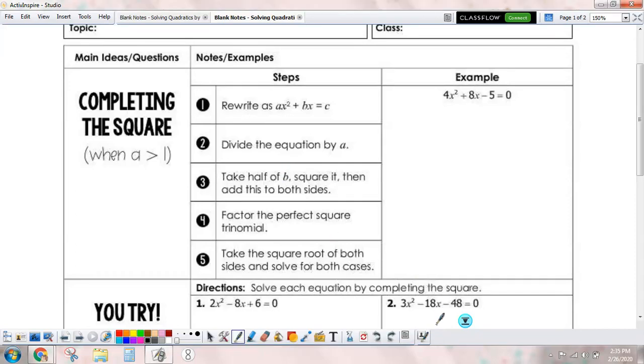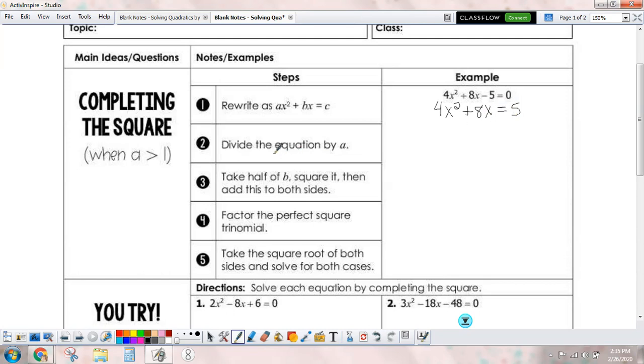So with completing the square when a is greater than 1, there's one extra step that we need to remember. So step 1 is still the same. We're going to rewrite as ax squared plus bx equals c. So I'm going to go ahead and move my c term to the other side. So I have 4x squared plus 8x equals 5.